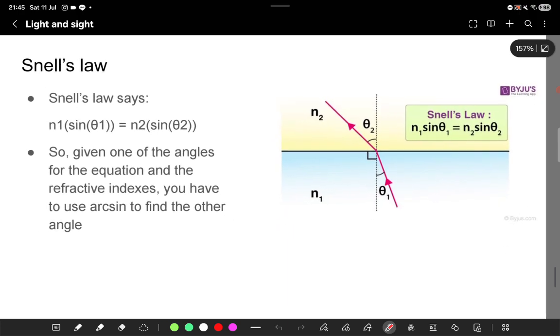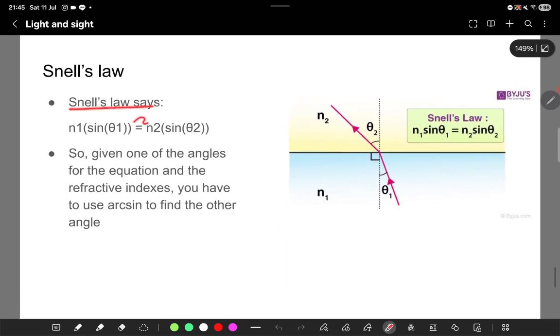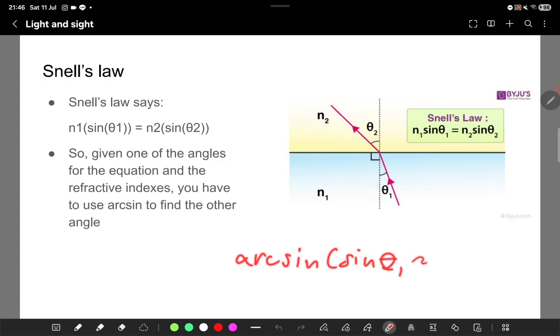Now the last one we will cover today is Snell's law. Snell's law says n1 sine theta 1 is equal to n2 sine theta 2. So, given one of the angles for the equation and the refractive indexes, you have to use what you call the arcsine to find the other angle. So if you wanted the angle itself, you would have something like this. Arcsine of sine theta 1 equals theta 1 itself, because arcsine is the inverse of the sine.